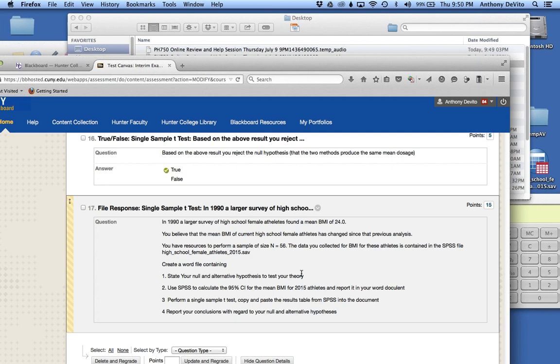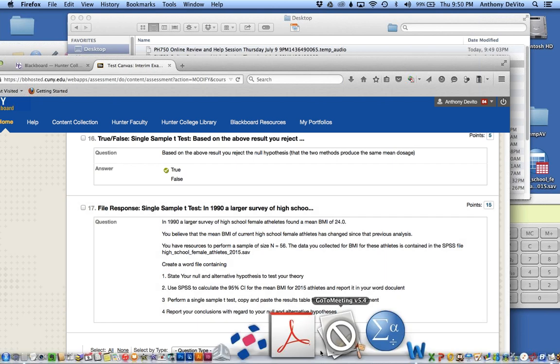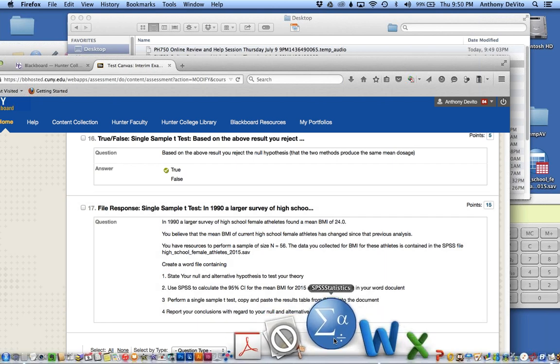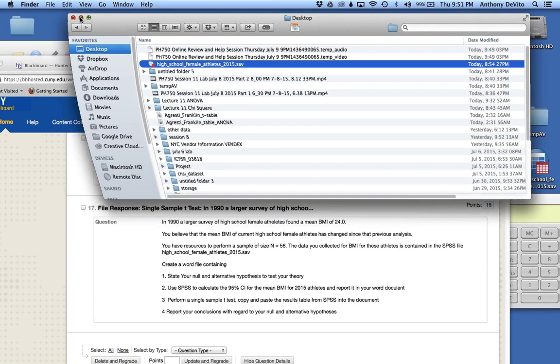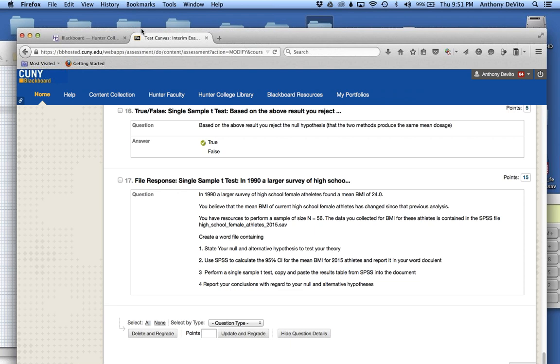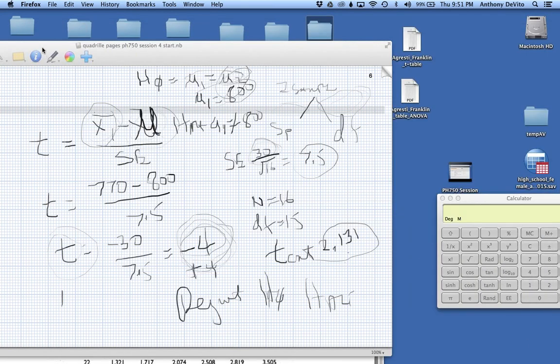Okay, so hopefully it's opened up. State your null and alternative hypothesis. We just did that. Use SPSS to calculate a 95% confidence interval for the BMI of 2015 athletes and report it in a Word document. Perform a single sample t-test, copy and paste the SPSS output, and report your conclusions with regard to your null hypothesis. Okay, so let's see if it's opened up. It's still bouncing around. It's probably pretty close by this time. Should be open in a moment. Okay, and that's the last question. You would just be simply uploading that.